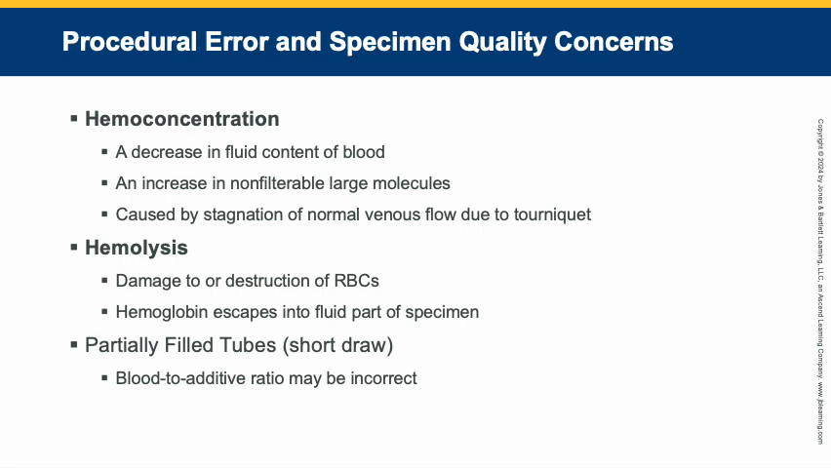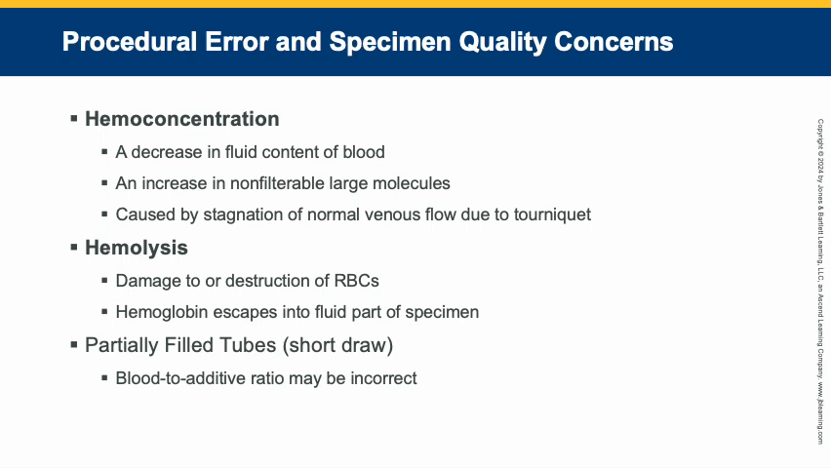Hemolysis, damage to or destruction of red cells. This is where hemoglobin escapes into the fluid part of the specimen. Hemolysis results when these red cells are damaged. In that case, the serum will be pink or red, depending on how hemolyzed it is.